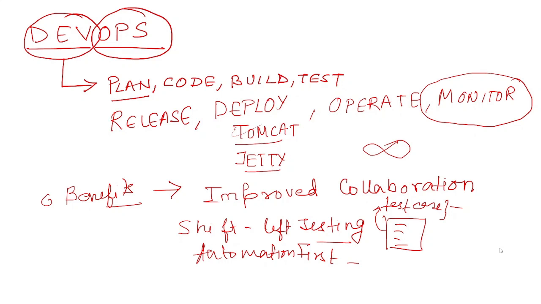And what are the benefits? Improved collaboration and shift left testing. This is also an important term, where the QA tries to write all the test cases before the implementation of the code. That is shift left testing. And another approach is automation first.